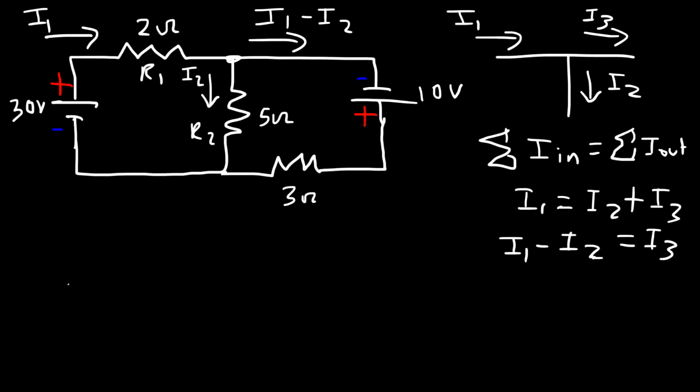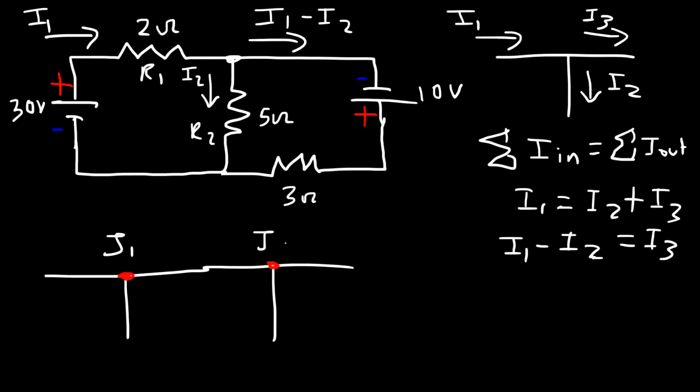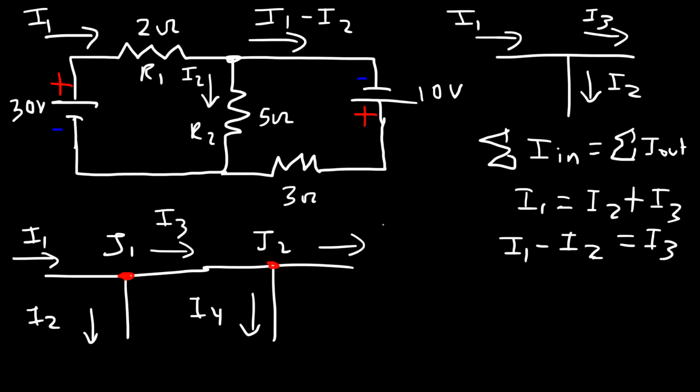Now let's say we have 2 junctions. Let's say this is junction 1 and junction 2. Now we can say this is current 1, current 2, current 3, current 4, and current 5. Now you're going to need 5 equations to solve these 5 missing variables.